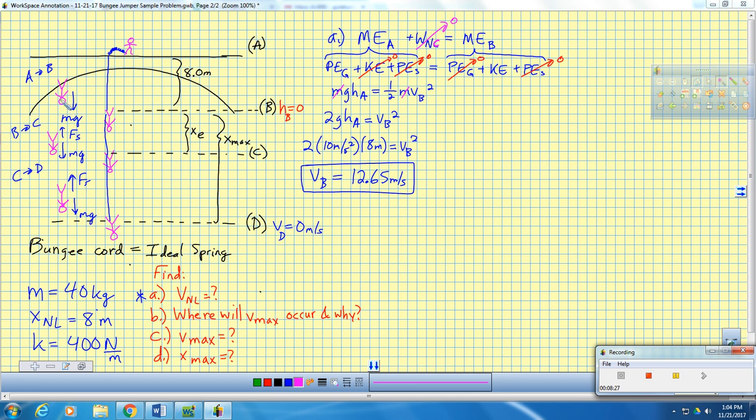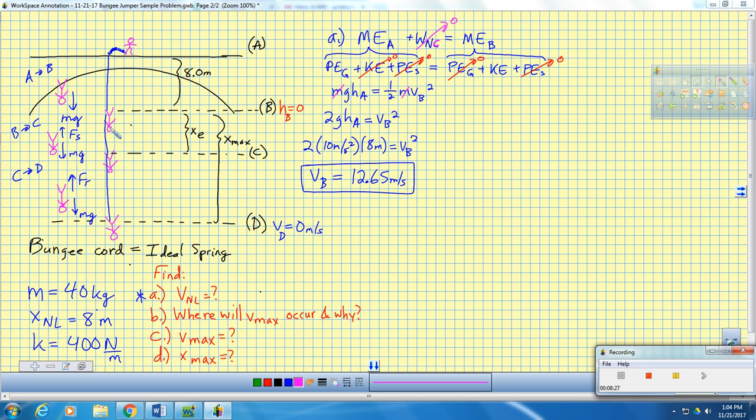Going from A to B, the only force we have acting on us is gravity. So you're going to accelerate at a constant 9.8 meters per second squared, which will round to 10 meters per second squared, all the way from A to B. At B, now you start to stretch that spring. So there are 2 forces acting. There's the force of the spring, and there's the force of gravity.